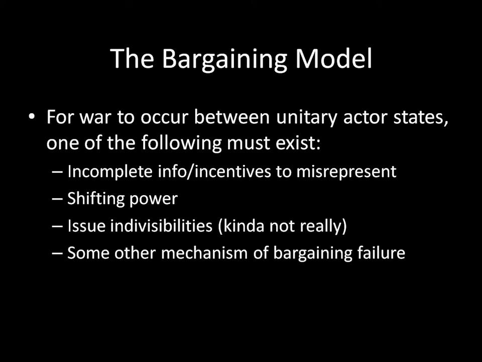But at least for now, in the scholarly pursuit of international relations, we only have those top three mechanisms, and of those, we only think that the top two, incomplete information and incentives to misrepresent, as well as shifting power, are actually helping us explain why wars occur. Now, just to be very explicit about what this slide is saying, you need to have one of these mechanisms in order for war to occur. If you do not have one of these mechanisms, then you do not get war occurring in any interaction between two unitary actor states. And that might seem trivial and unimportant, but hold on for one second.